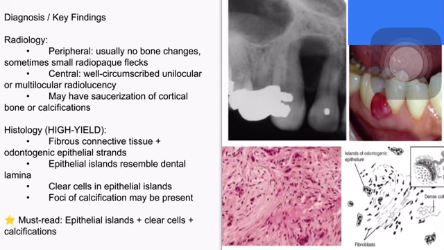Now coming on to the histology of this lesion. Fibrous connective tissue with odontogenic epithelial strands can be seen. Epithelial strands resemble dental lamina and may contain clear cells. Calcification may be present. This combination is diagnostic.